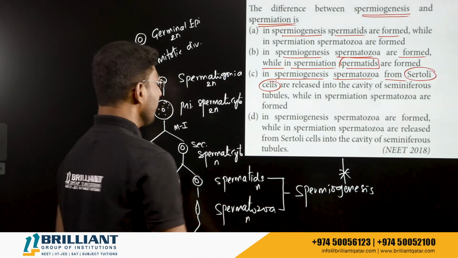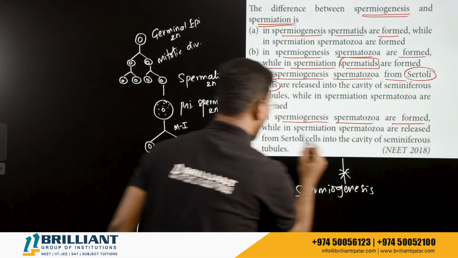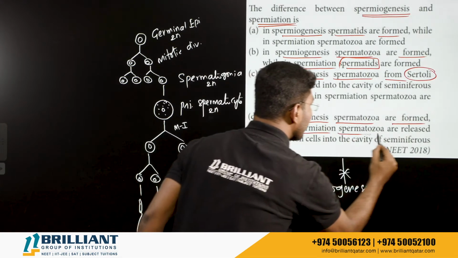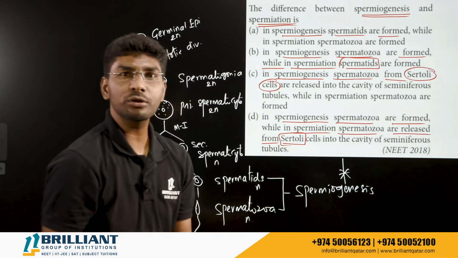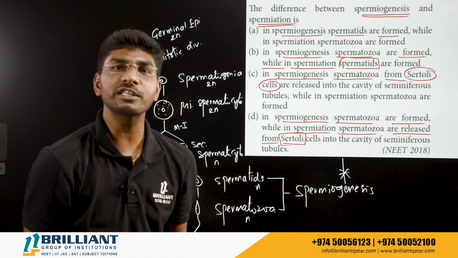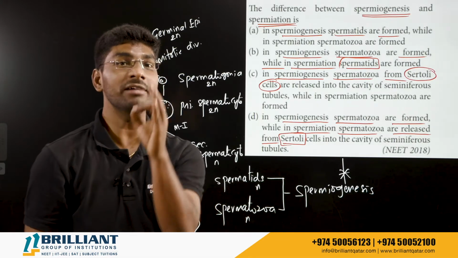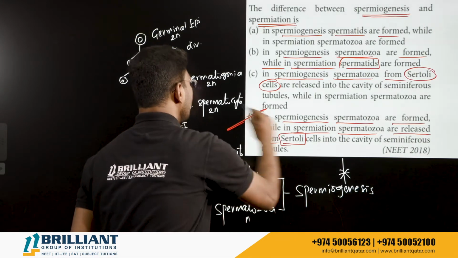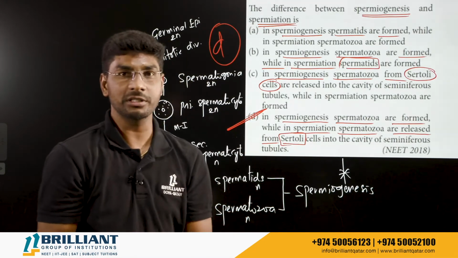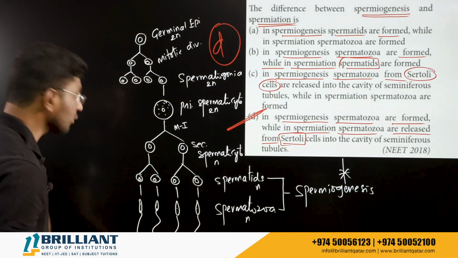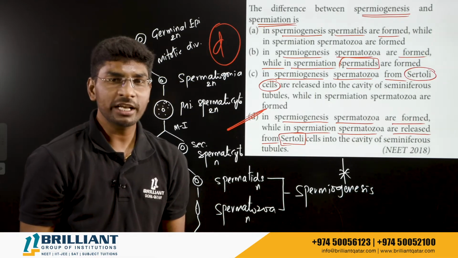Ignore the option C. D. In spermiogenesis, spermatozoa are formed. In spermiation, spermatozoa are released from the Sertoli cells. Where is the Sertoli cell? In the seminiferous tubule only. What is the function of the Sertoli cell? Providing nourishment to the developing spermatozoa. So our right answer is option D. This question is often asked in NEET-like competitive exams. So keep in mind, this total process is called spermatogenesis. Shall we go to the next question, students?